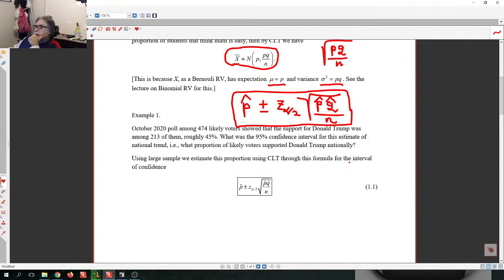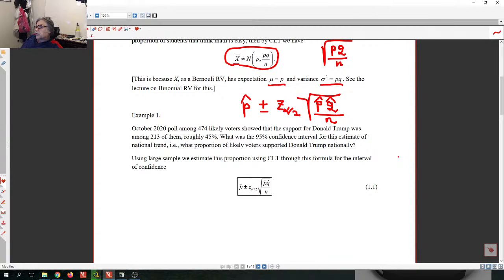Okay, so here is an example. In this example, we are having a poll done prior to the election in October with 474 likely voters nationwide. And we were asking whether they support President Trump for re-election or not. So 213 of them say they would support him. So that is roughly 45%, 213 out of 474.